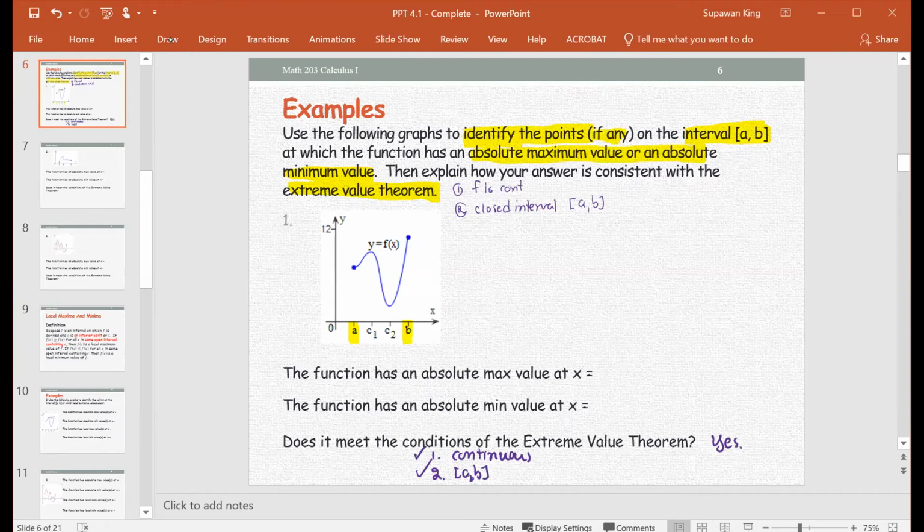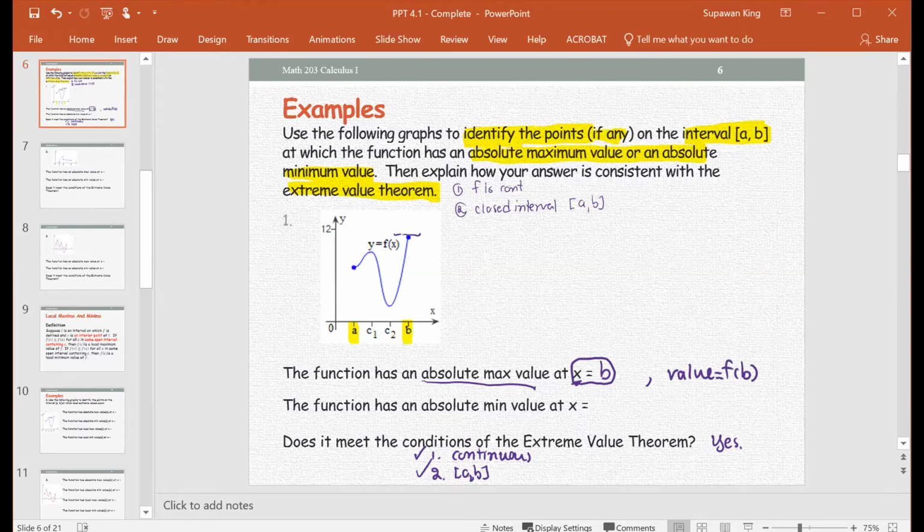So the problem asks you to find the absolute max value at x. So we're going to look at the x that provides the absolute max. From the graph, for the entire graph, where is the highest location? Right there. So at x equals b. That's the answer: at x equals b. If it asks for the value, it's going to be the function at b.